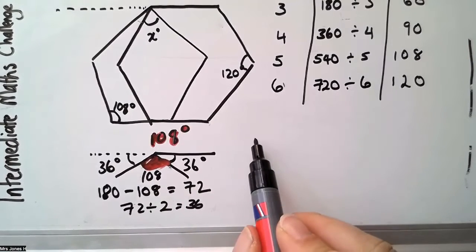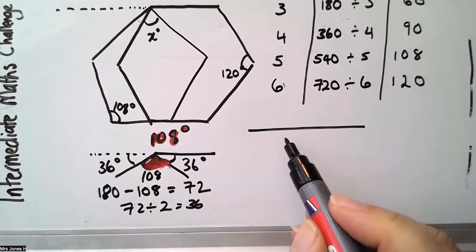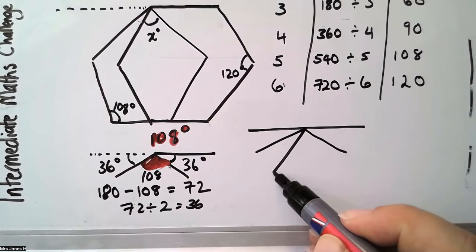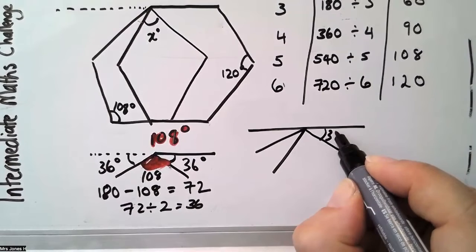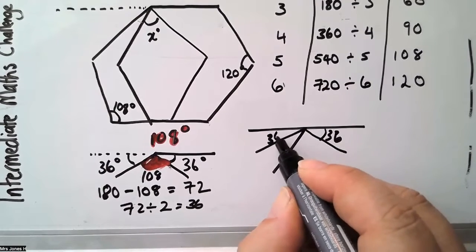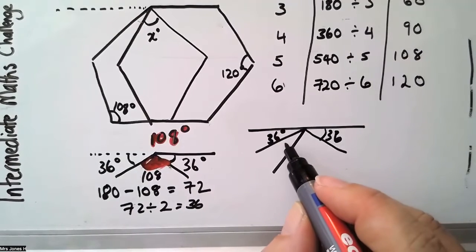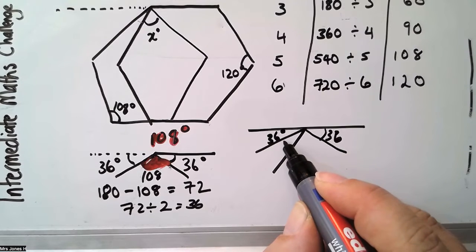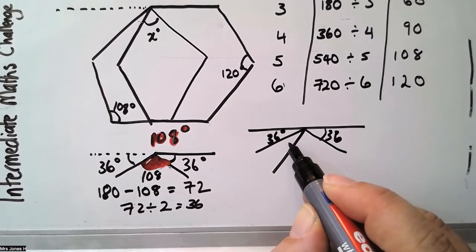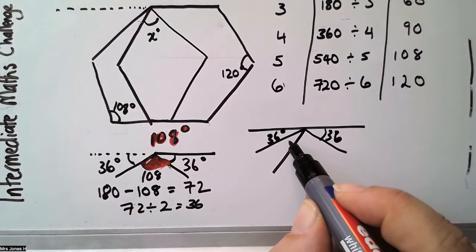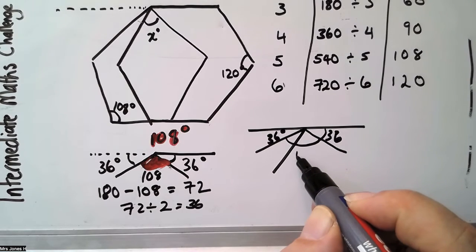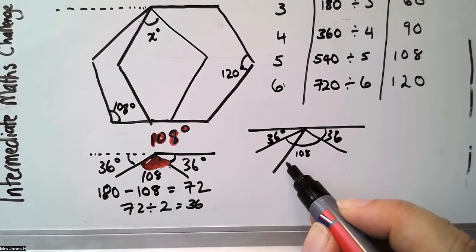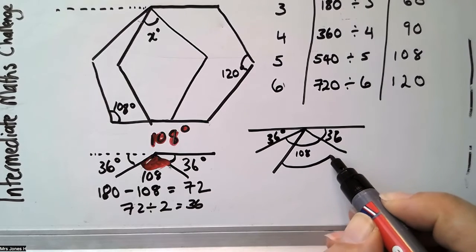Now if I draw that one out again, we know that this is 36, this is 36. We know that the whole thing is 108. So this going from here to here is 108. But we want to know what it is between here and here.